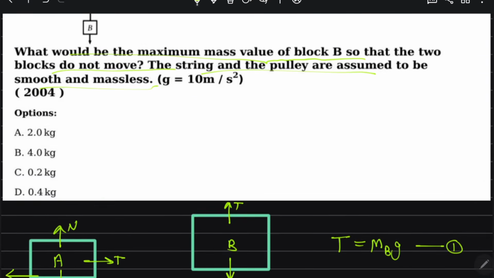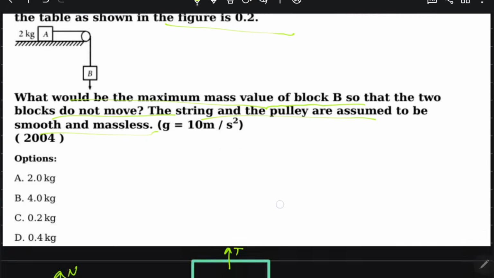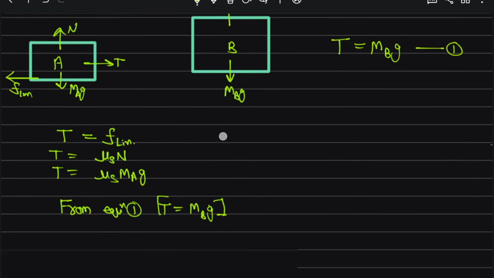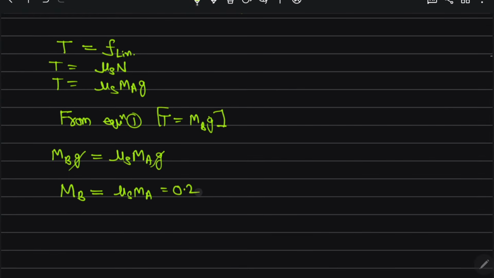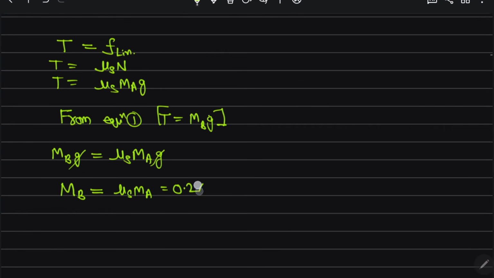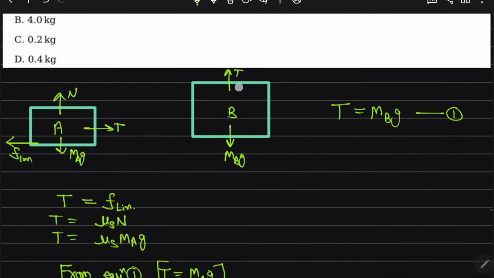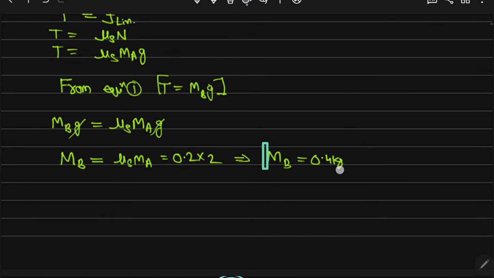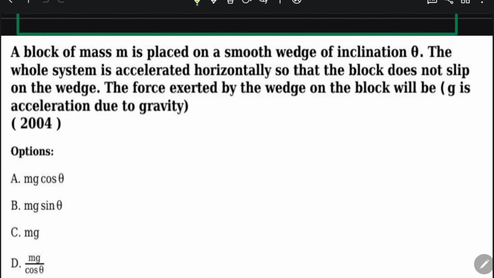So mu s, how much have they given? They have given 0.2, and mass of A is 2 kg. So mass of B comes out to be 0.4 kg. So option D is correct. Option D is correct. Right. So I proceed to the next question.